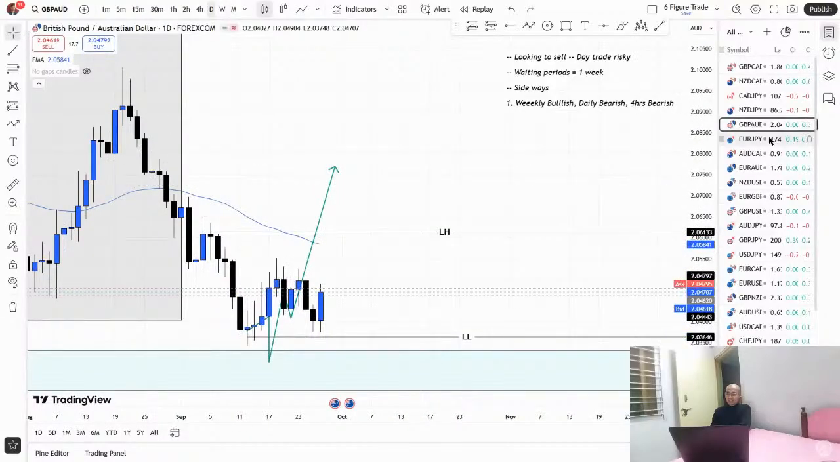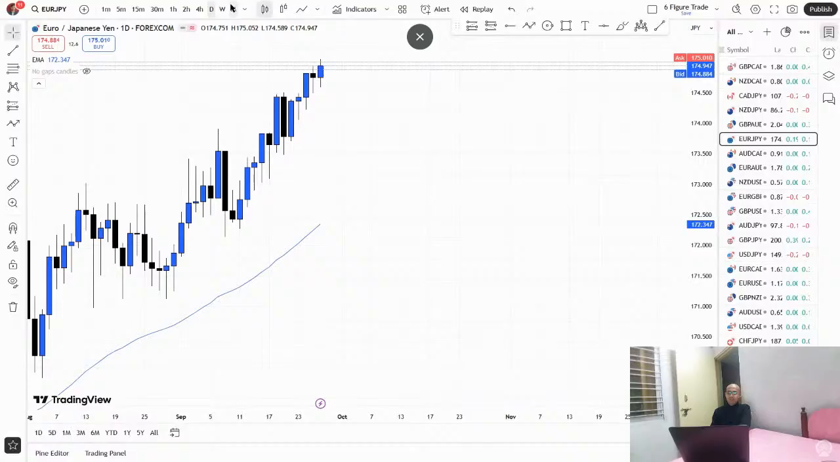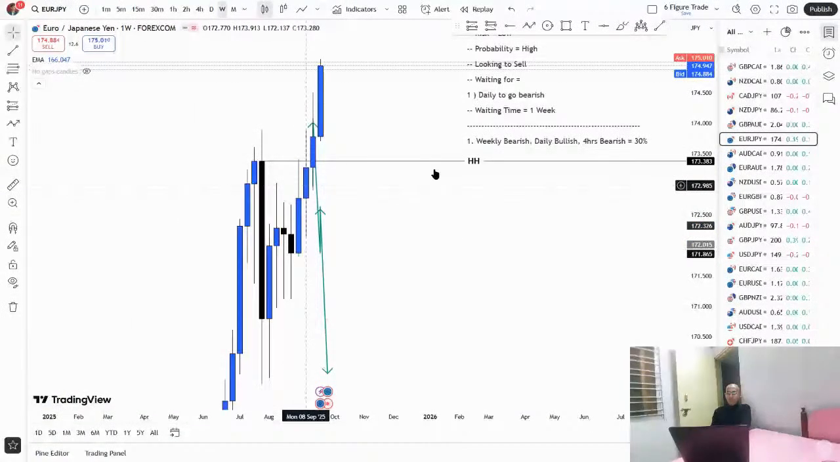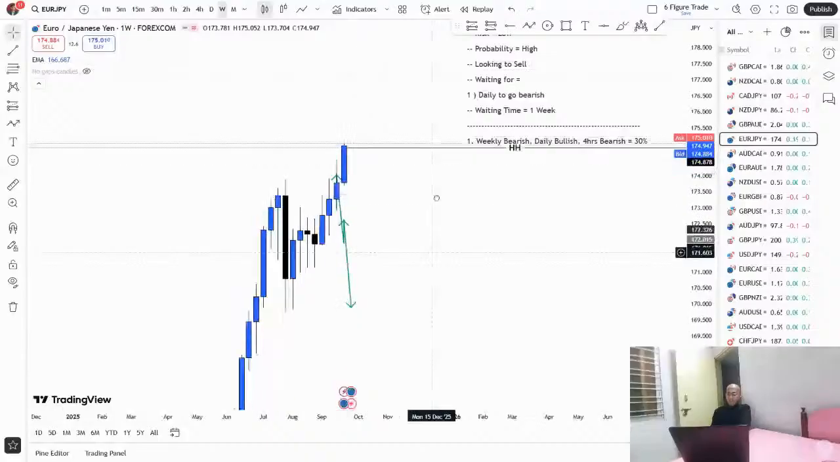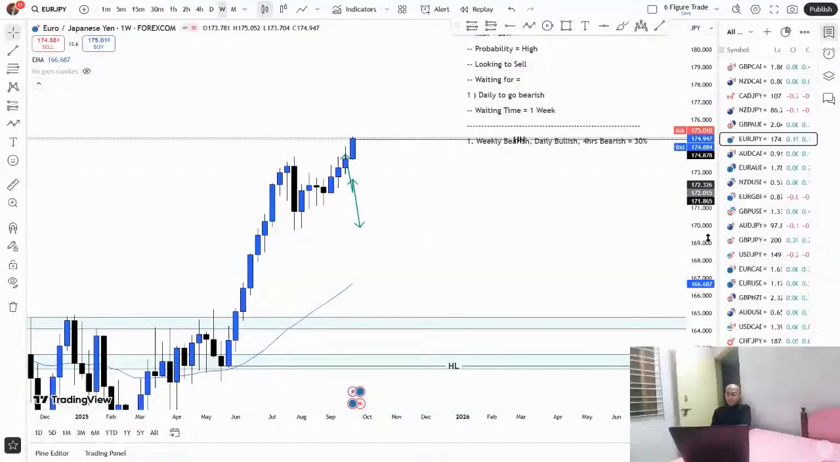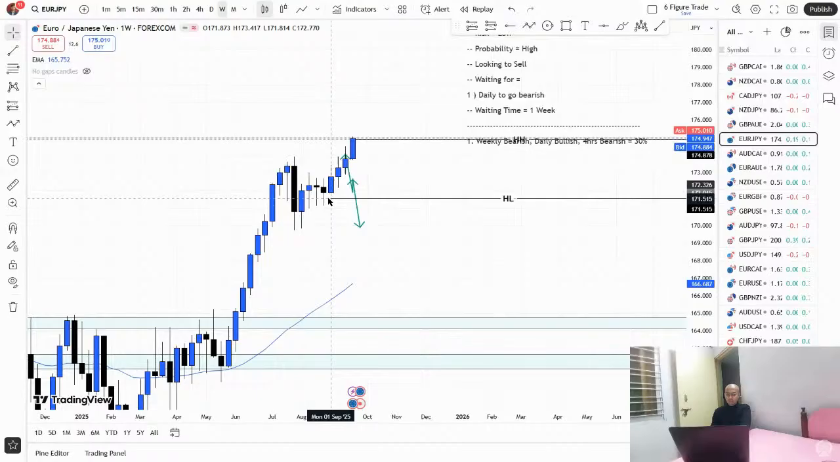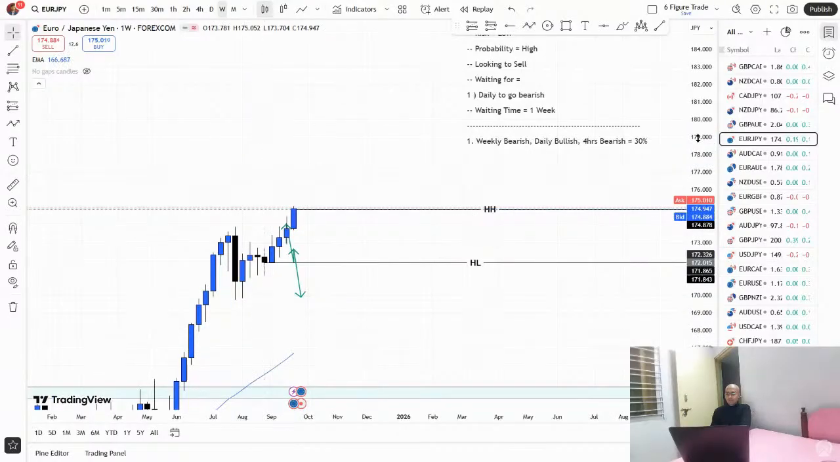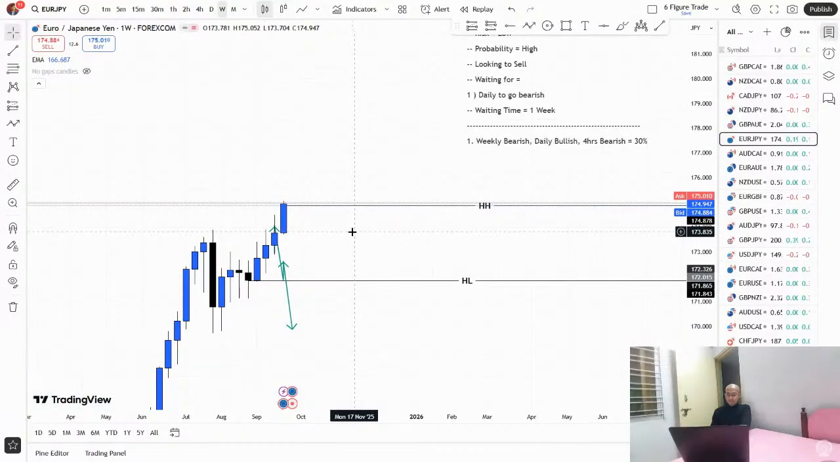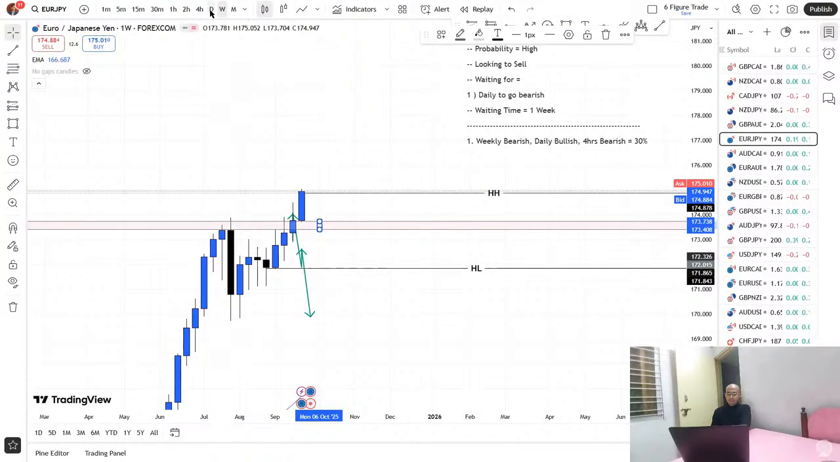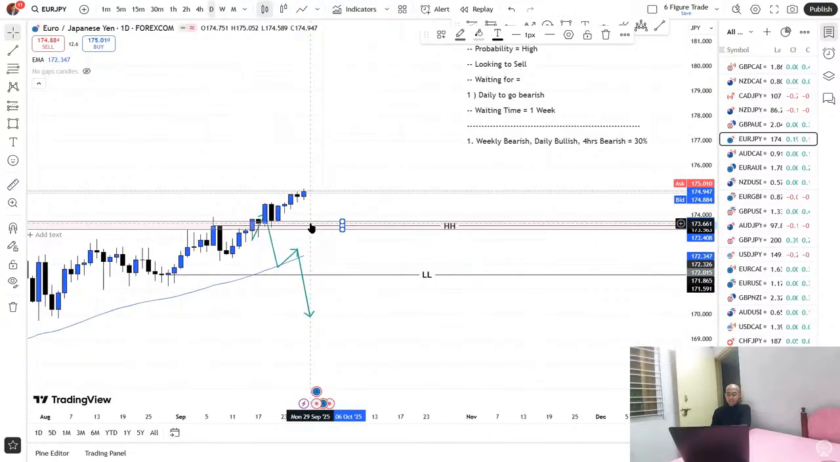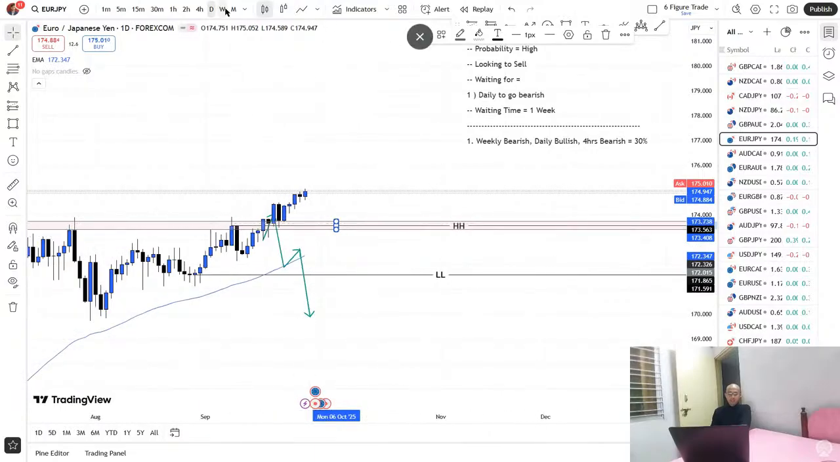It is sideways. Euro JPY, but why? Euro JPY, I am waiting for this. This is the now new higher high, and it is going to get bearish. I am able to say this. This is the higher low. If I am taking a trade, I want a retracement to this area to go up like this. So the waiting time is like 1 week, but it is certainly going to get bearish.